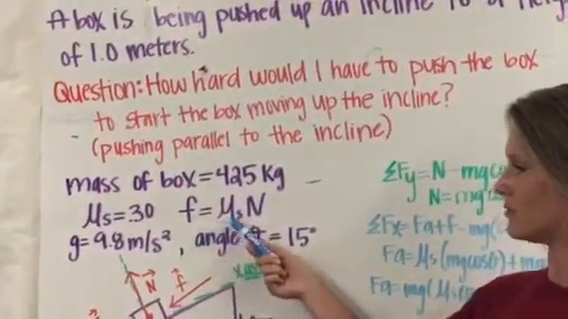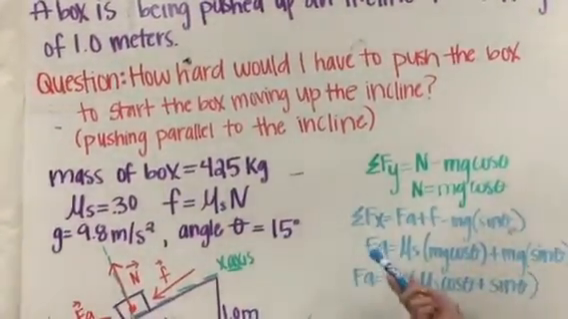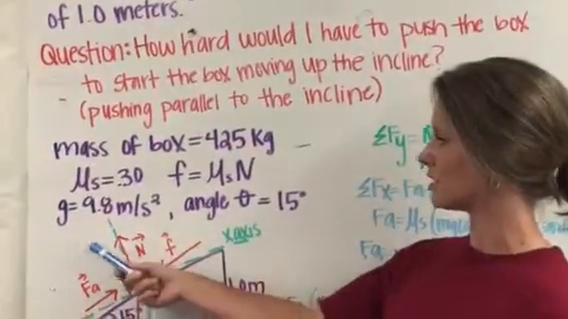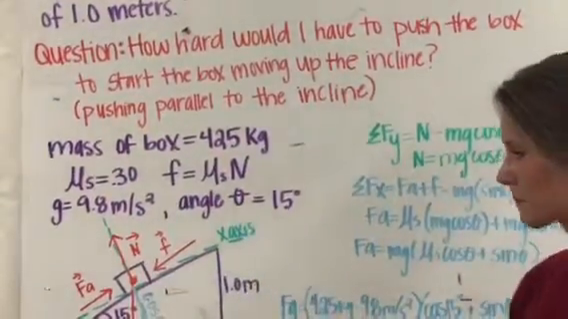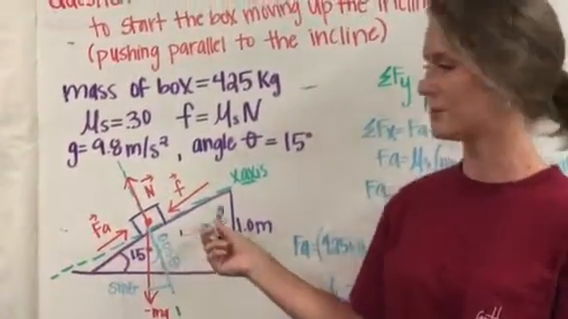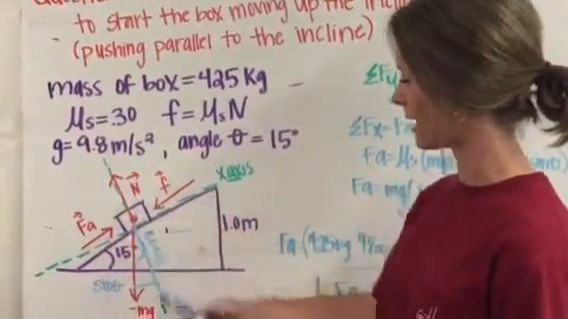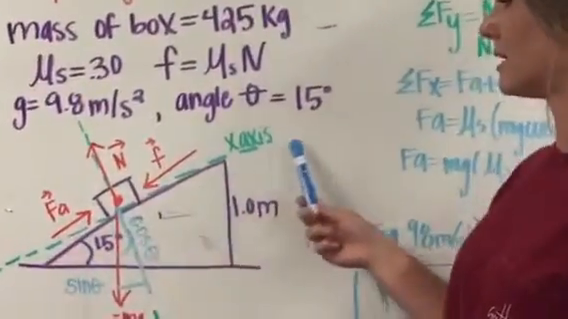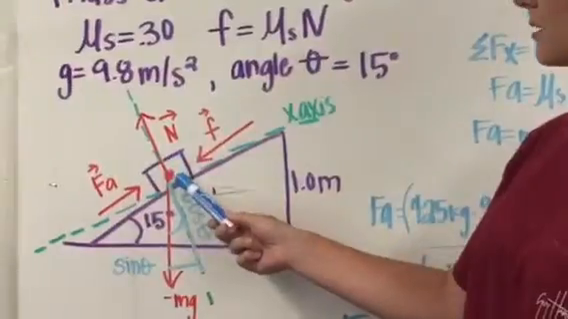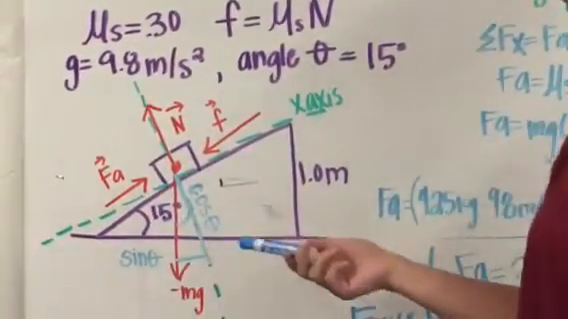F equals the coefficient of static friction times the normal force. We have our constant g and angle theta. First, we want to draw a free body diagram. We have our y-axis and our x-axis here, and then this is our box. And we want to draw the forces acting on the box.